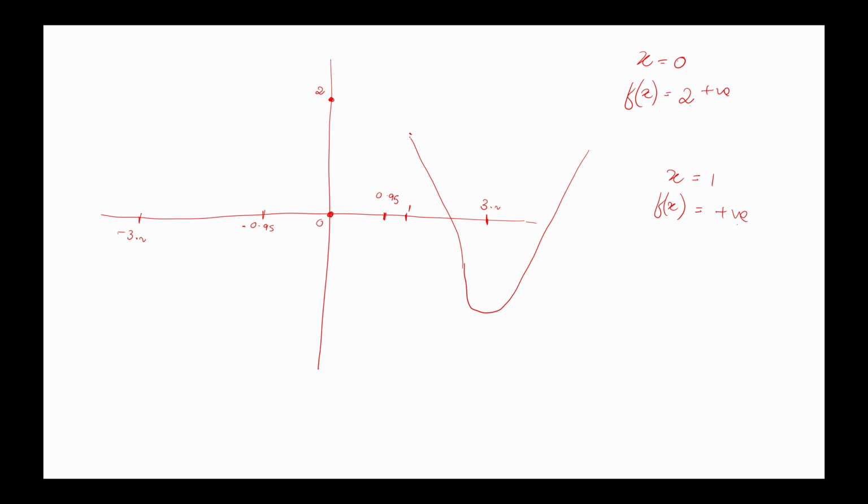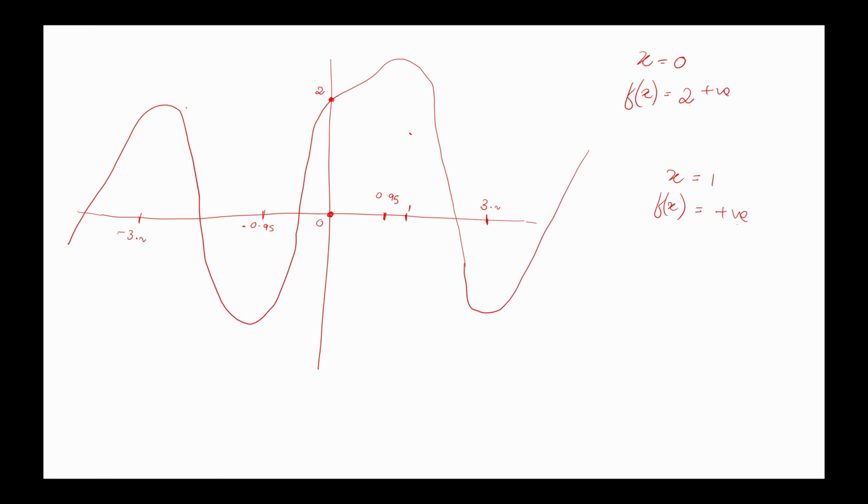At 0.95, my curve has to have a local maxima. So it can be a value greater than 2. So it would be like this. At 0.95, again, it is 0. So it has to go down. And at 3, again, it is 0. So it would have to be this way.